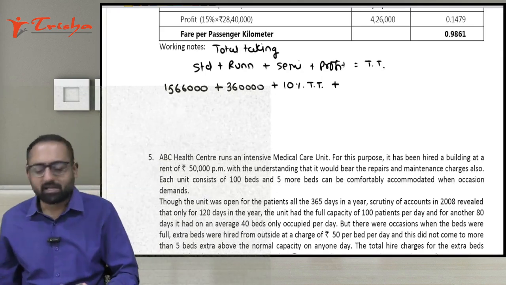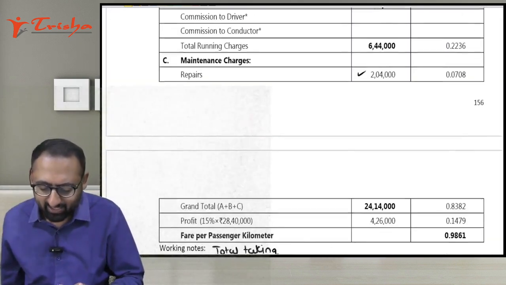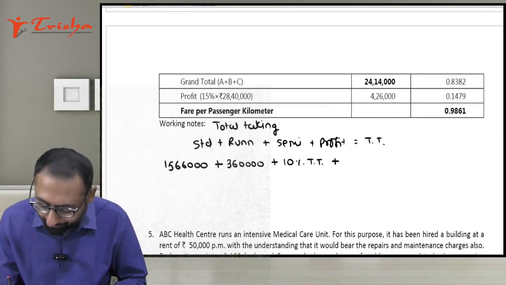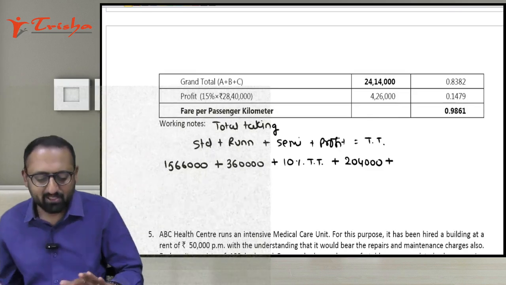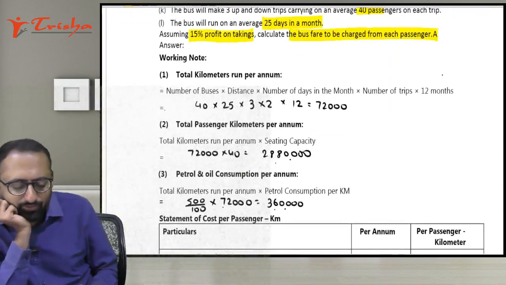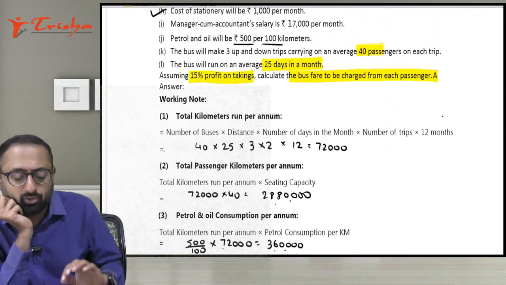Semi-variable expenses, that is repairs, is also given in the question directly, 2,04,000. Plus you'll have to add the profit. Let's read the question carefully and see how much profit you need to earn. 15% profit on your total taking.